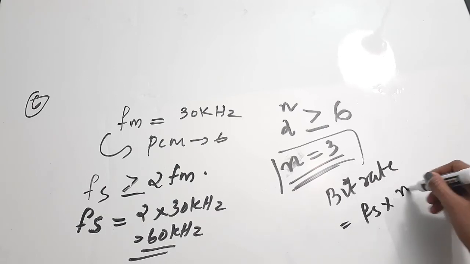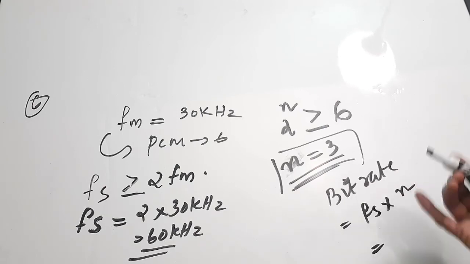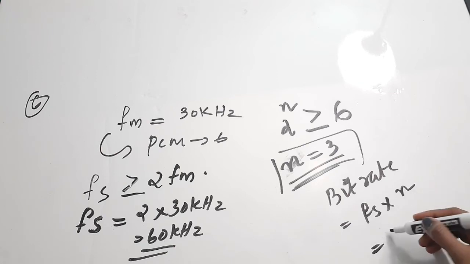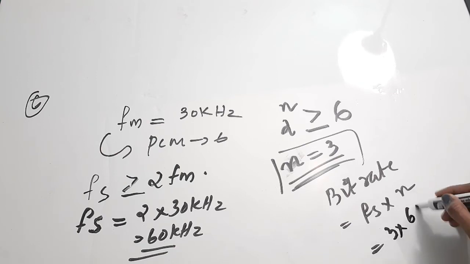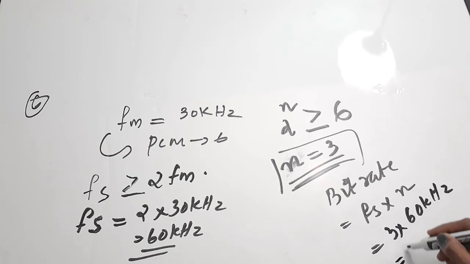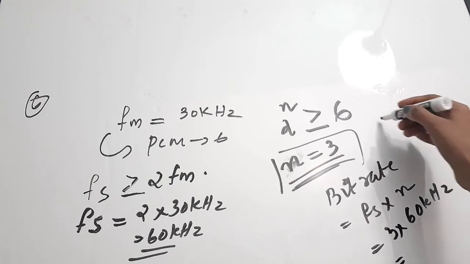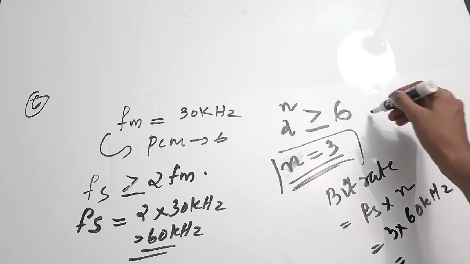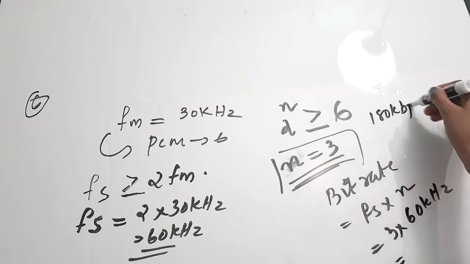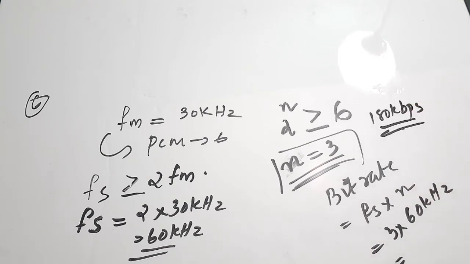The bit rate is n into Fs. These are actually basics of PCM. We have done a video on PCM. Please do watch it. So, n into Fs. n is 3, Fs is 60 kilohertz, so 60 into 3 is 180 kilobits per second. I hope it is clear.